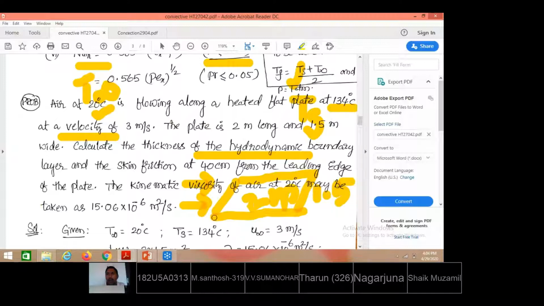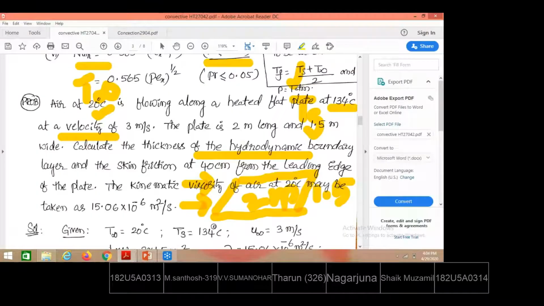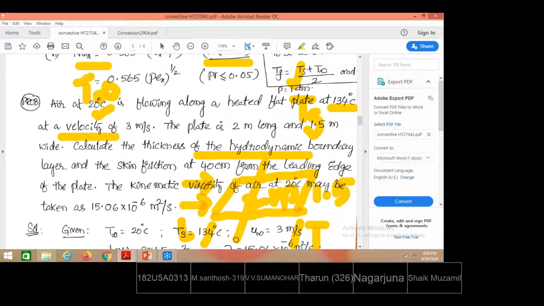Even though the plate has 2 meter length, at a distance of 40 centimeters from the leading edge, the starting edge is the leading edge and the ending edge is the trailing edge, we are calling it as. This is the trailing edge, this is the leading edge for the plate. So from the leading edge at a distance of 40 centimeters, what is the boundary layer thickness?